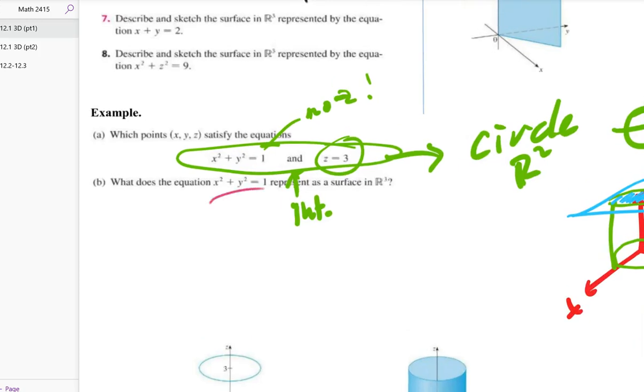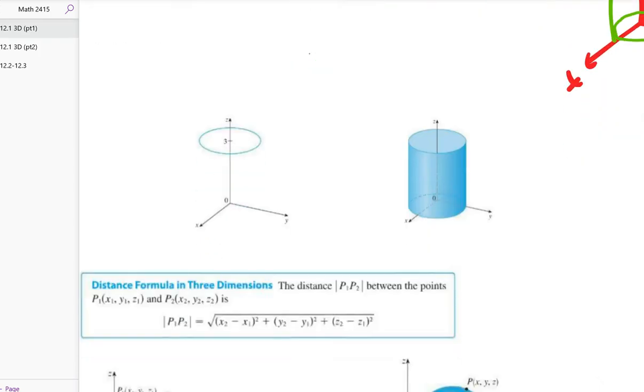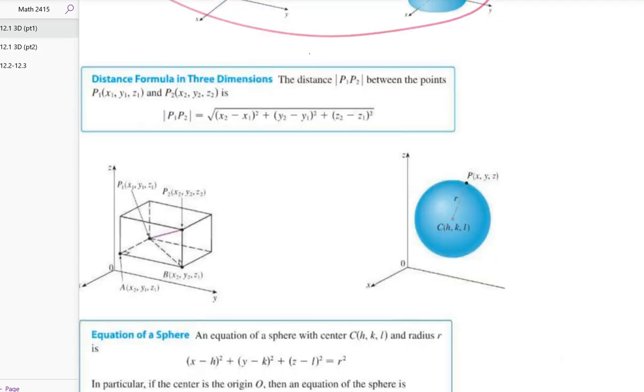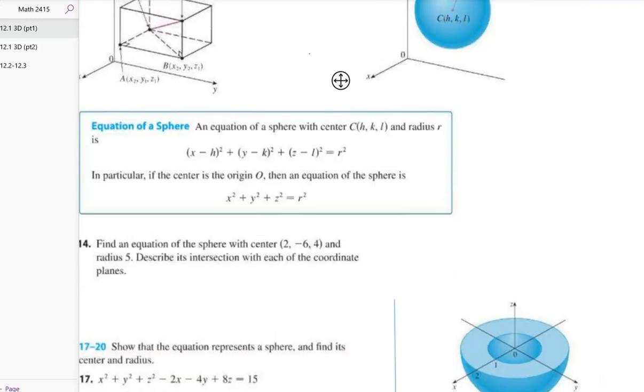So we already did this one. And, oh, there's the answer that we did. That's the one we did. So, all right. Now, the distance formula, I'm going to let you do this. You do this. And then we've got equations of spheres.